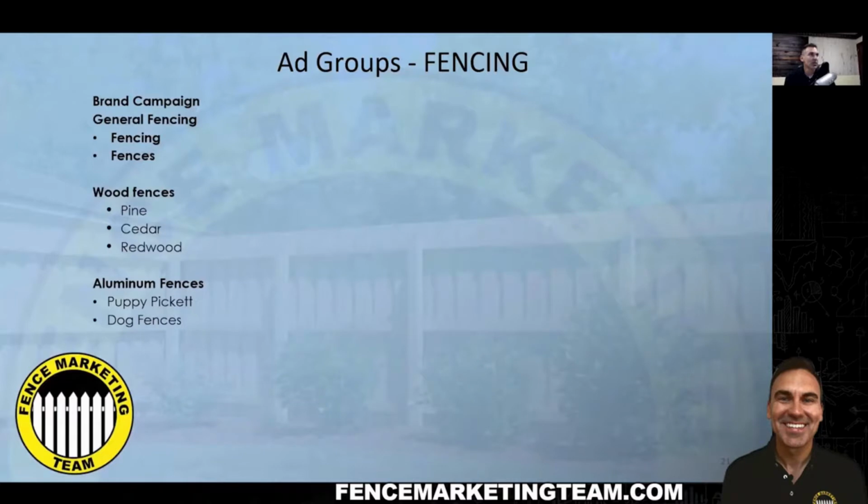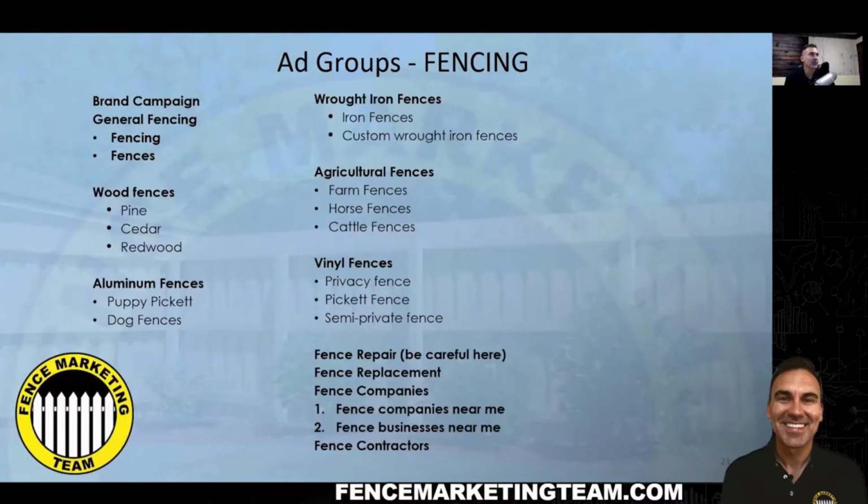So I'm going to show you a little bit about ad groups that we use for fencing. We'll have a general brand campaign. We'll have our general fencing keywords, which would be like fences, fencing, fence company, fence contractor. Then we would break out wood fences. We'd have ads for pine, cedar, redwood, aluminum fences. We might put in there specific ads about puppy pickets, dog fences, wrought iron fences, agricultural fences. We would go after farm fences, horse fences, and cattle fences.